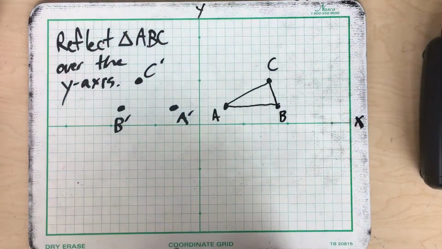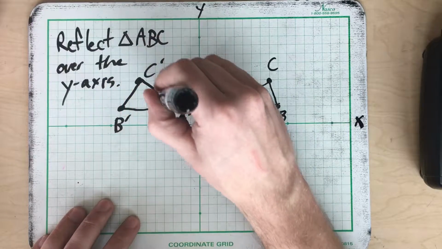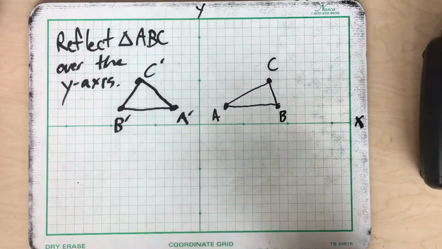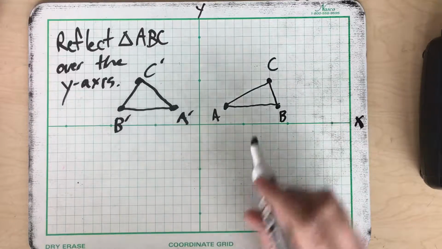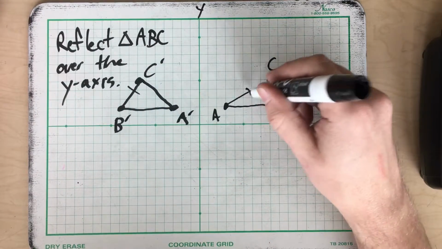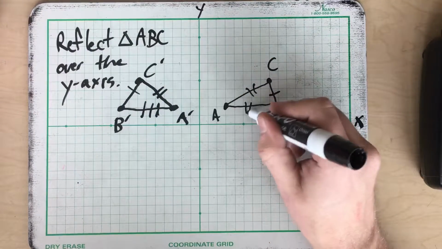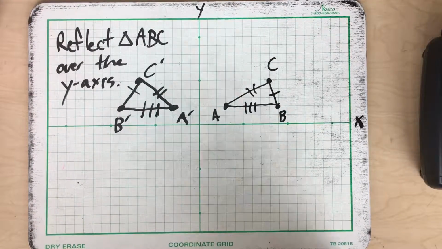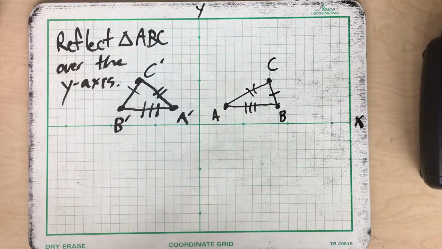So our new triangle, A prime, B prime, C prime, looks like this. It's just been flipped right over the y-axis. And of course, reflections are isometries, so these two triangles are totally congruent, which is a nice thing. So we've done reflections over the x-axis, reflections over the y-axis. There's a couple other vertical and horizontal flips that you should be aware of.